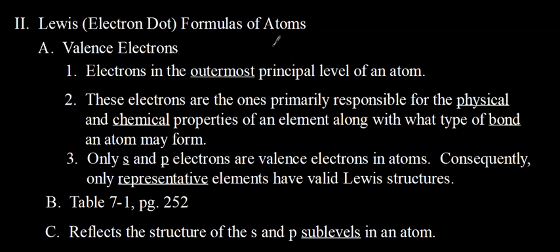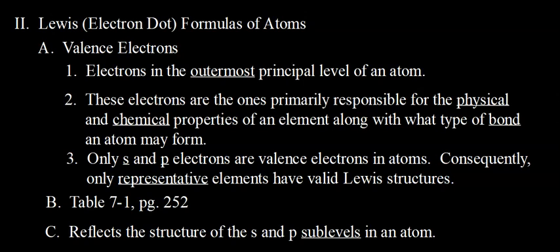Only S and P electrons are valence electrons in atoms. Though some metals can lose D electrons, we don't typically talk about the D electrons as being valence electrons, so it's only the ones in the S and P sublevels. Consequently, only representative elements have valid Lewis structures. Go ahead and pause the video and take a look on page 752. Rather, that's table 7.1 on page 252.